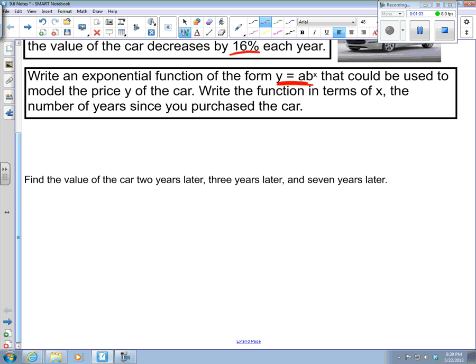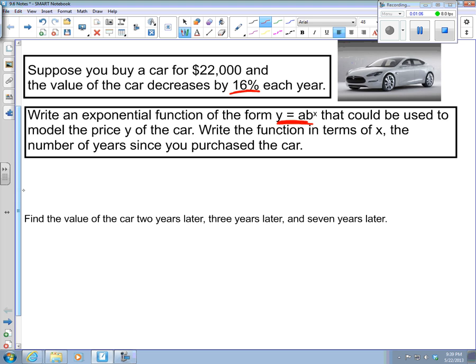Write a function in terms of x, and here we go. So it starts with this, y equals ab to the x. y is the value after x years, whatever it is. a is your initial amount, and that's $22,000. That's pretty cheap for a new car nowadays. And b, well, it's 16% that it's going to come off the car every year. So this is definitely decay. But if it didn't decay or grow, your b would be 1.